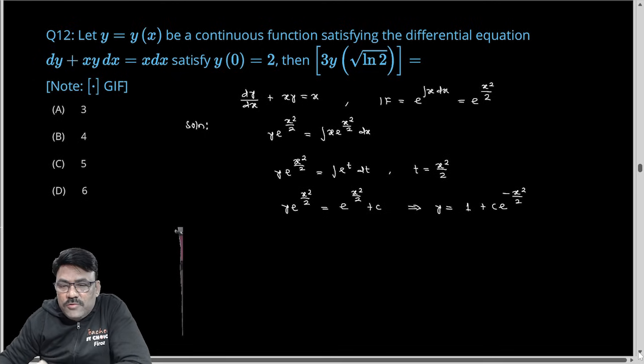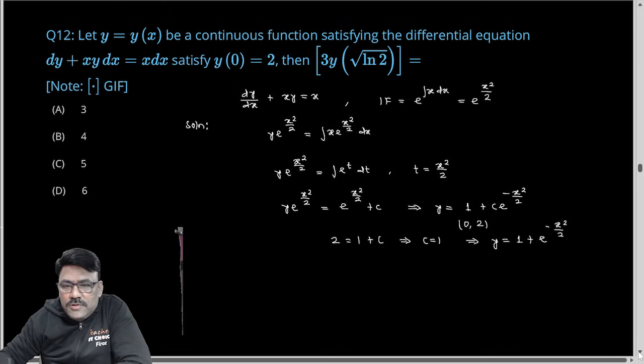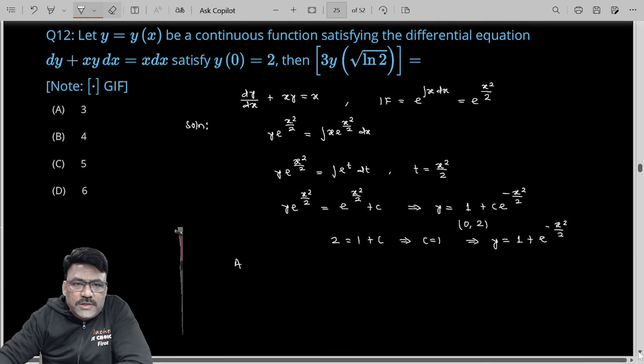Now they have given that y(0) is 2. So it means the point (0, 2) satisfies it. When x is 0, y is 2. So if I put (0, 2) here, I'm getting 2 equals 1 plus c times e raised to 0, so c is 1. So now I can say that y is 1 plus e raised to minus x square by 2. Now they are asking y at root ln 2. So if I put x is equal to root ln 2, let's find y at root ln 2.